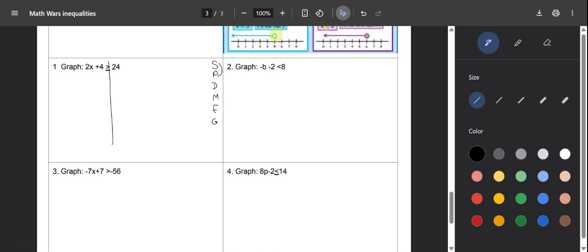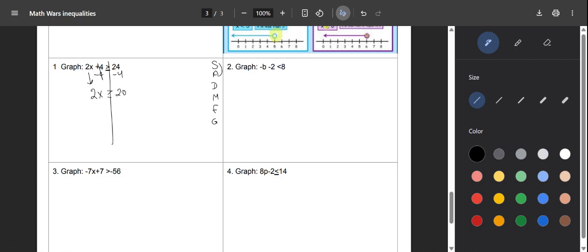So first I'm going to look to see if I have any subtraction or addition. I do. There's a plus 4. So I will undo that by subtracting 4 from both sides. Bring down my 2x. And then that gets me 20.